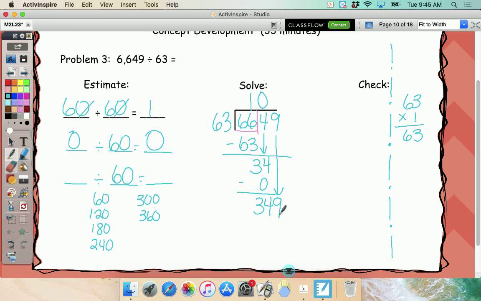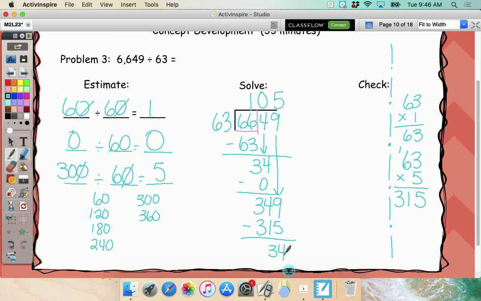So now, the number I'm trying to figure out is 349. Which number is closest to 349? 300. Okay, write that down. 30 divided by 6. So what will I try? 63 times 5. Yeah. Okay, so what goes on top? The 5. And what goes on the bottom? 315.